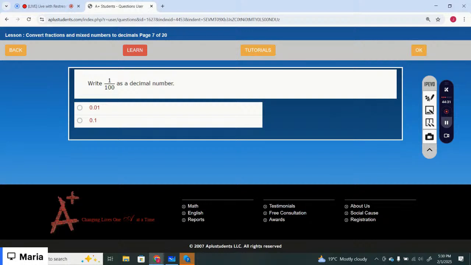Write 1 over 100 as a decimal number. That is 0.01. Option number 1 is the correct option.